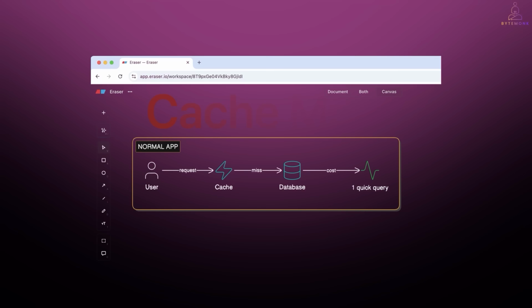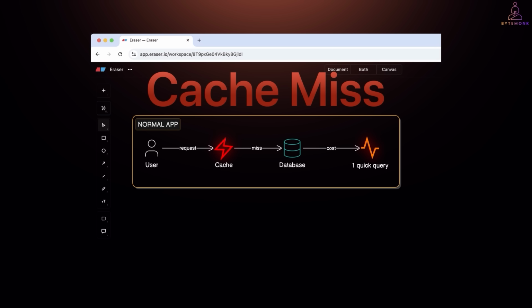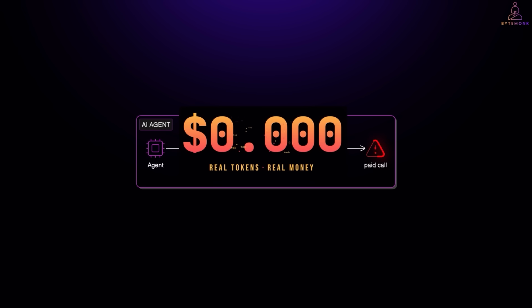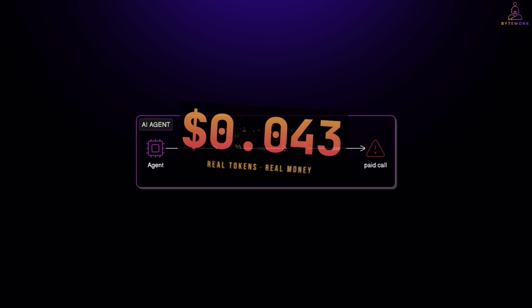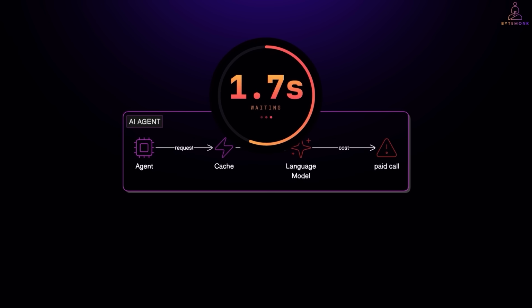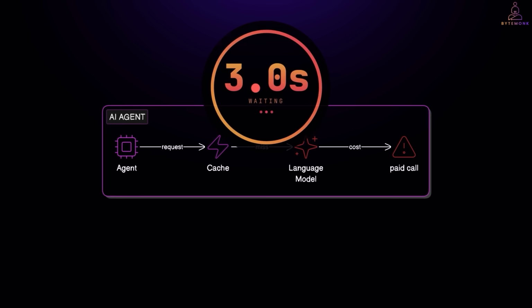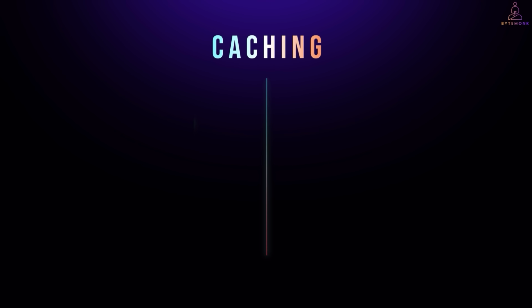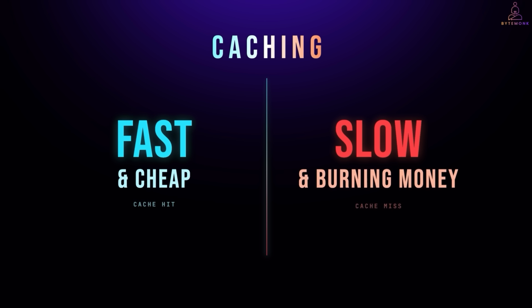In a normal app, a cache miss costs you one quick database query. With an agent, every miss is a paid call to the language model. Real tokens, real money, and a user sitting there waiting for seconds instead of milliseconds. So in the agent era, caching stops being just an optimization. It becomes the line between an app that is fast and cheap and one that is slow and burning money.